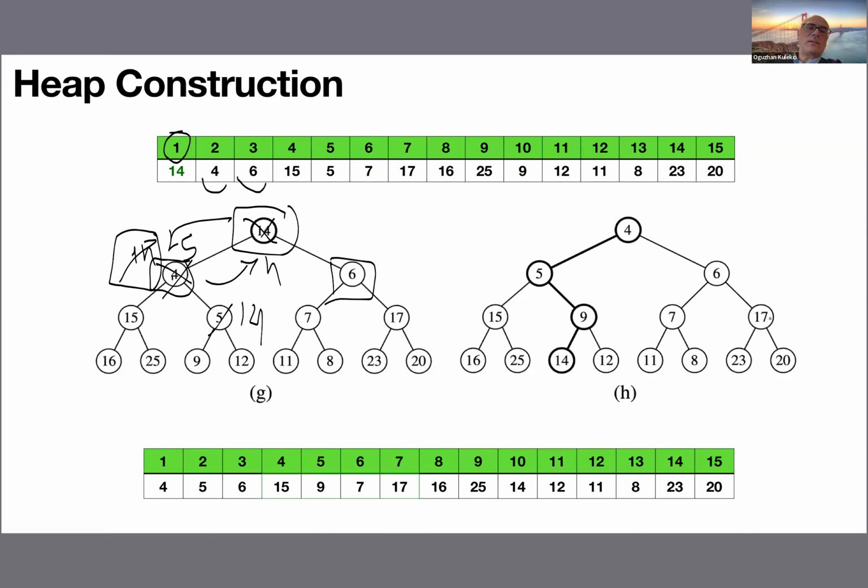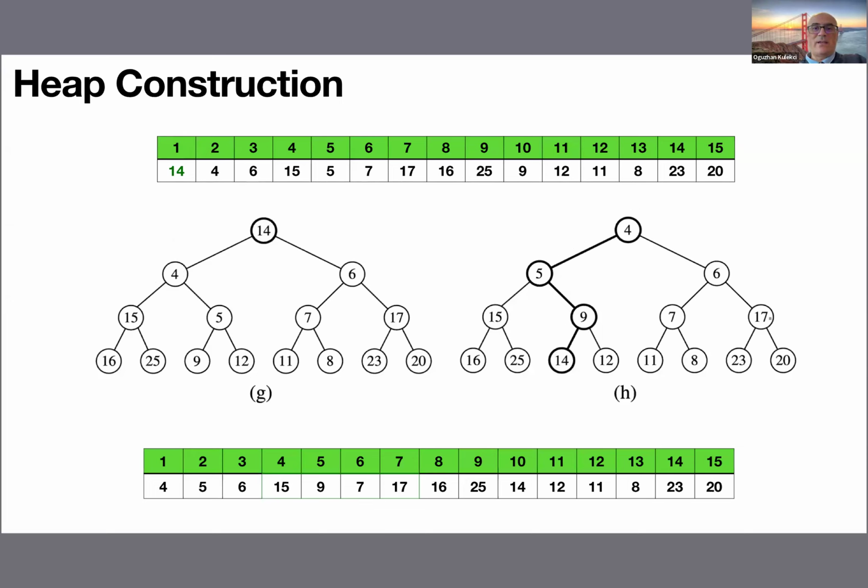Once that is 14, again, I will check the children. They are 9 and 12. So there's one more step: 9 should come here and 14 should come here. You see, while correctly placing the root, you made a traversal of 3 levels, right? And what is the complexity of this construction and why is this linear?